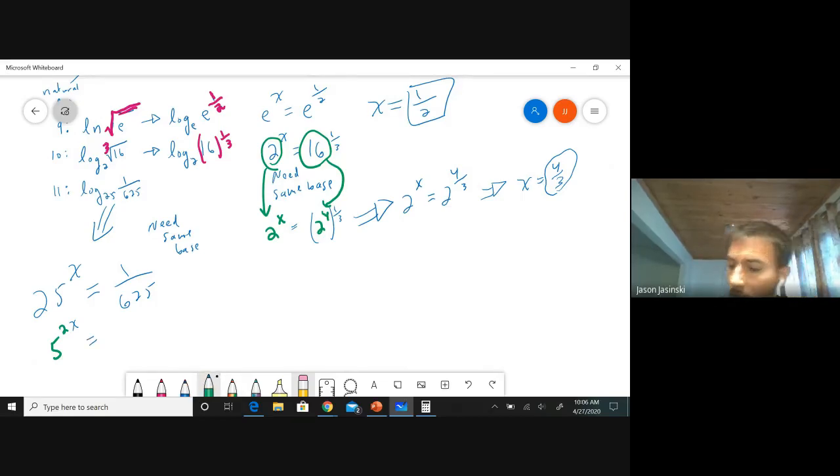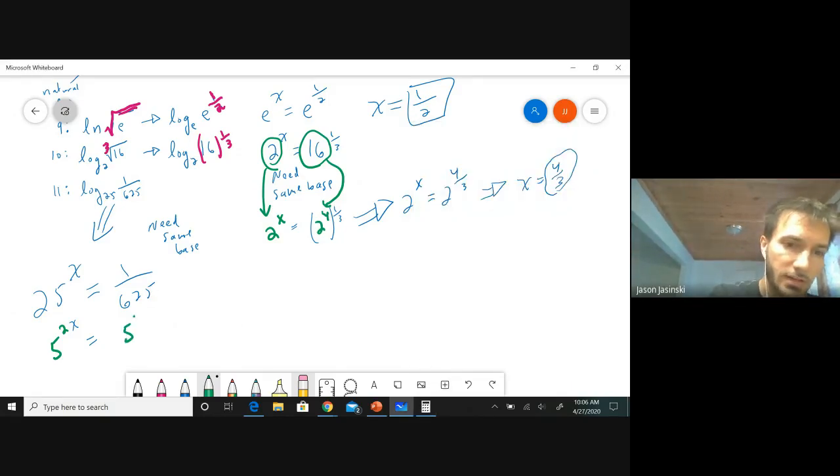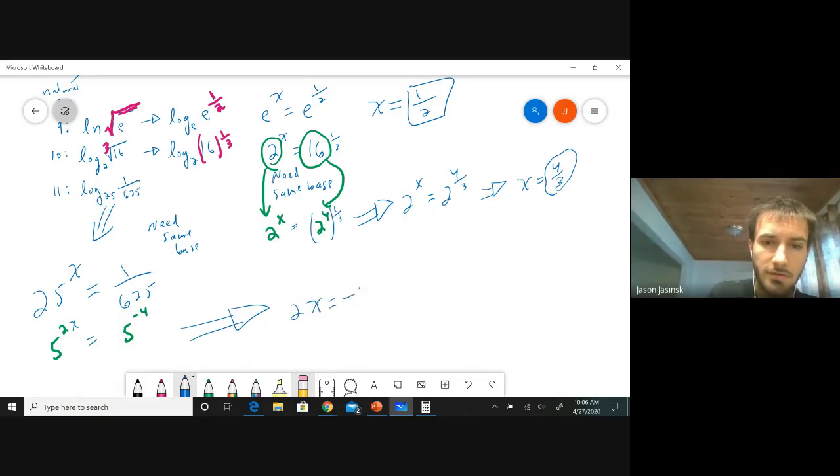And then 625, I'll just verify, would be 5 raised to the 4th power. Okay. To get the fraction, I need a negative exponent. So it'd be 5 to the negative 4th power. So then this follows suit that 2x is equal to -4 because we have the same base. So then divide by 2, x equals -2.